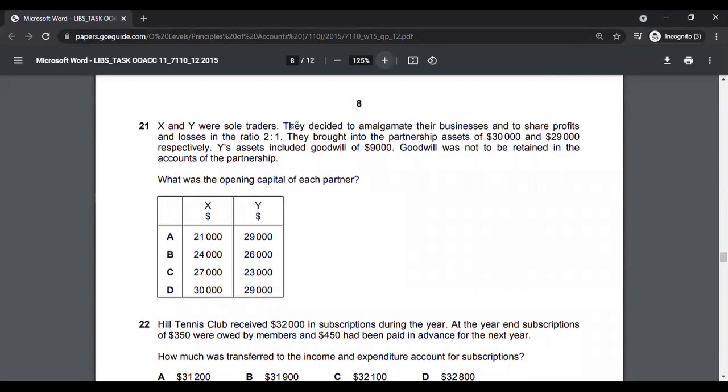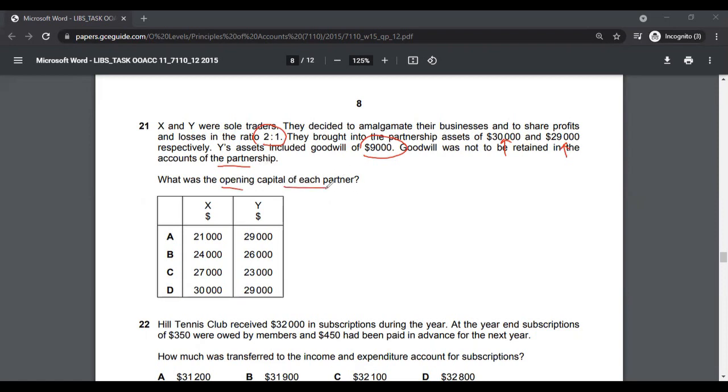Multiple choice 21. X and Y were sole traders. They decided to amalgamate their businesses and to share profits and losses in the ratio of 2:1. They brought into the partnership assets of 30,000 and 29,000 respectively. Y's assets included goodwill of 9,000. Goodwill was not to be retained in the account of the partnership. What was the opening capital of each of the partners?